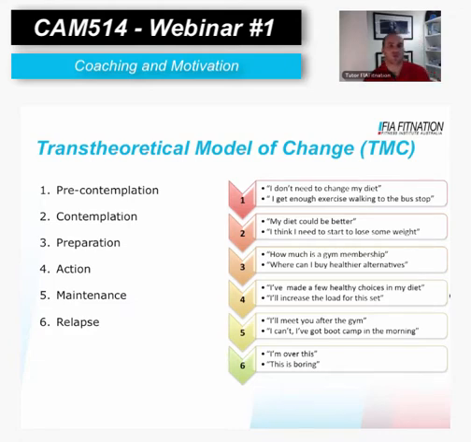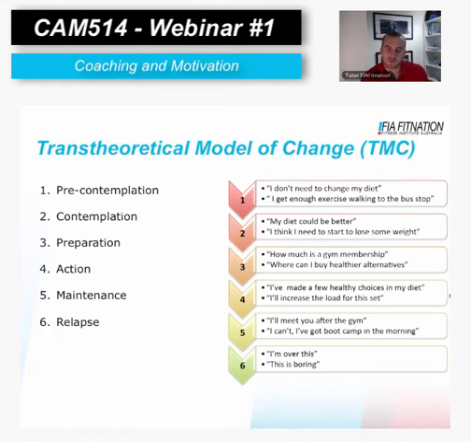So for stage 1, we've got pre-contemplation. To be honest, this is not a likely level that you're going to be working with clients at, because pre-contemplation is when they have no recognition that they need to make any change to their behaviour. So your client might be saying, I don't need to change my diet, or I get enough exercise walking to the bus stop. They think the behaviour that they have at the moment is completely fine.